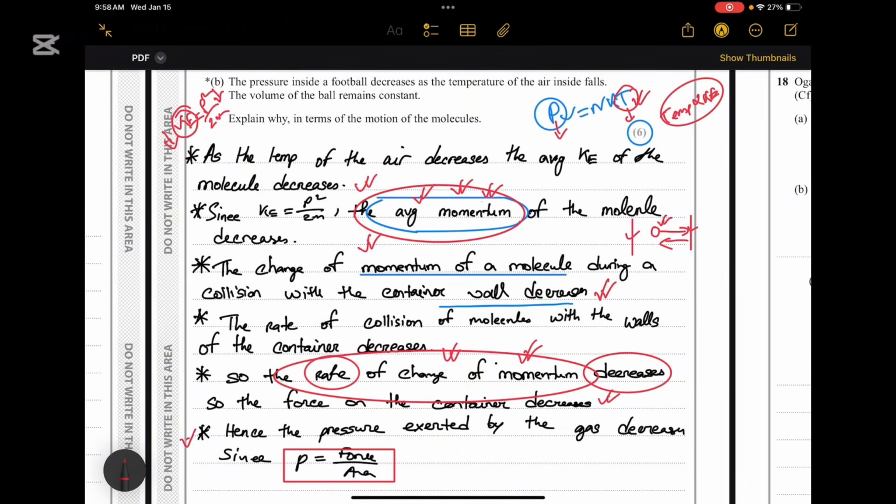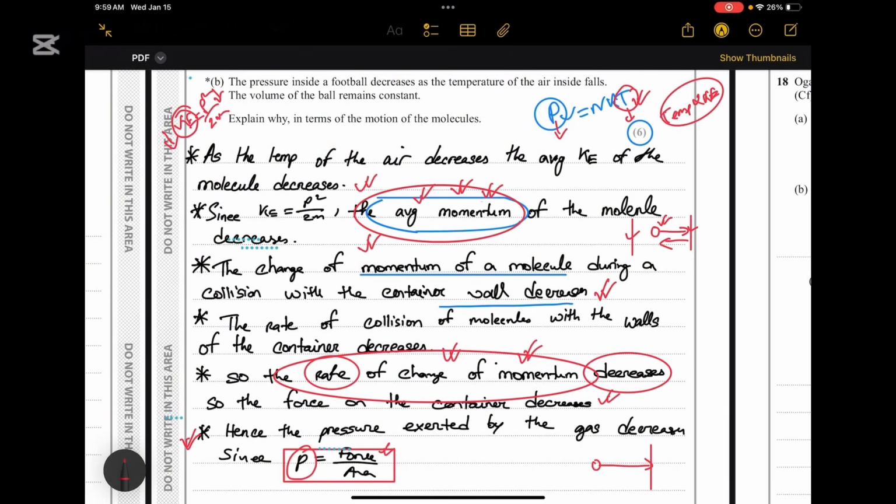Now here comes the 6th point. As the rate of change of momentum has decreased, the pressure will also decrease because the force has decreased. We know pressure is equal to force per unit area. As the rate of change of momentum has decreased, it will collide with the container wall with less force. As the force has decreased, the pressure exerted by the gas has also decreased, since pressure is equal to force per unit area. As the force increases, the pressure also increases.